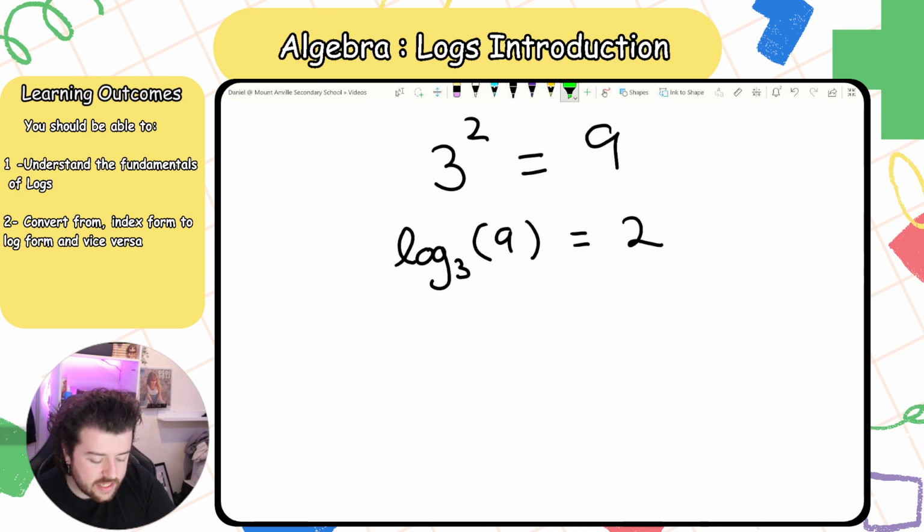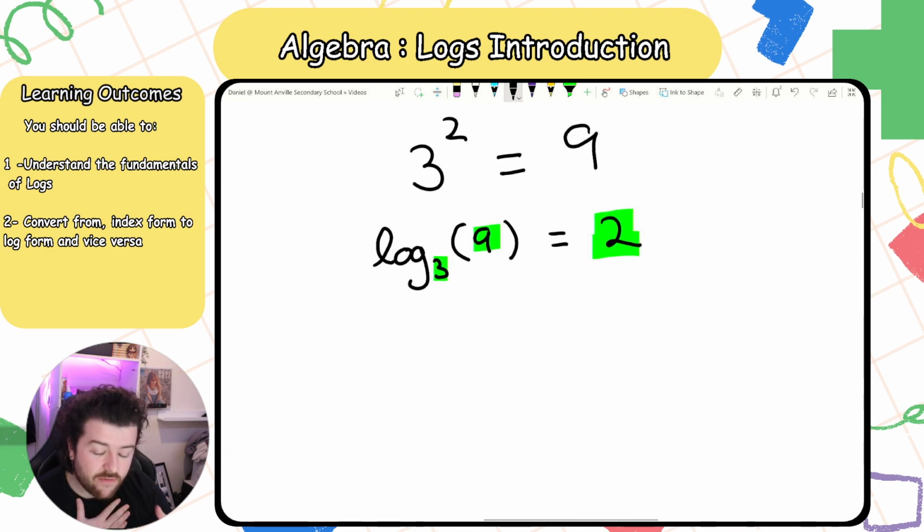So what does this mean? The log of a number usually just gives me the power. So log base 3: what power of 3 gives me 9? 3 to the power of what gives me 9? The answer is 2 here. So that's what logs essentially are. We are just rewriting index notation into something else, more focused on the actual power.